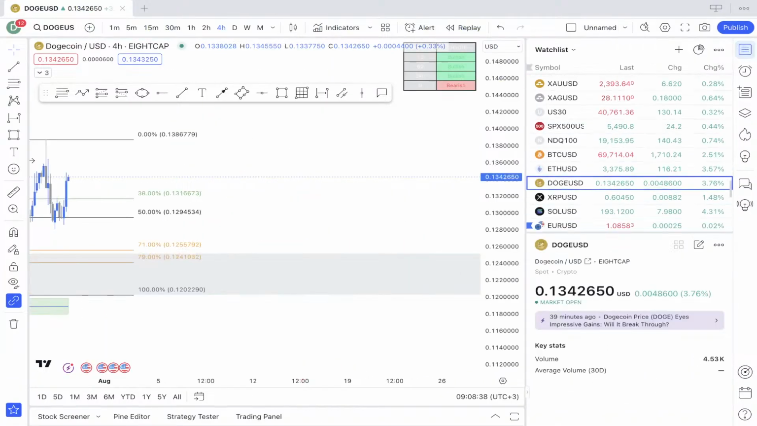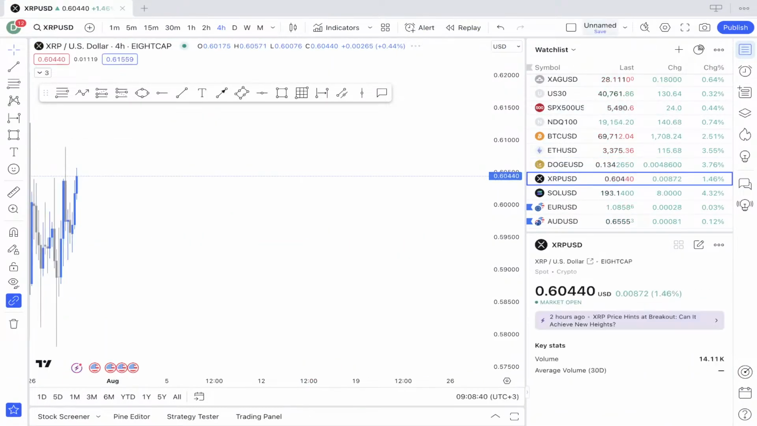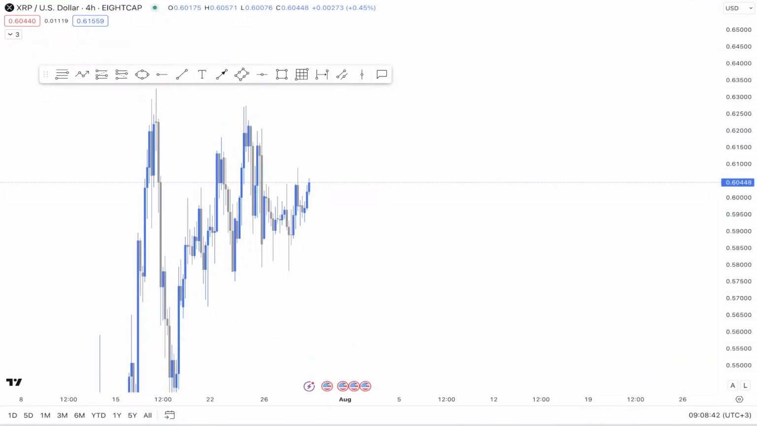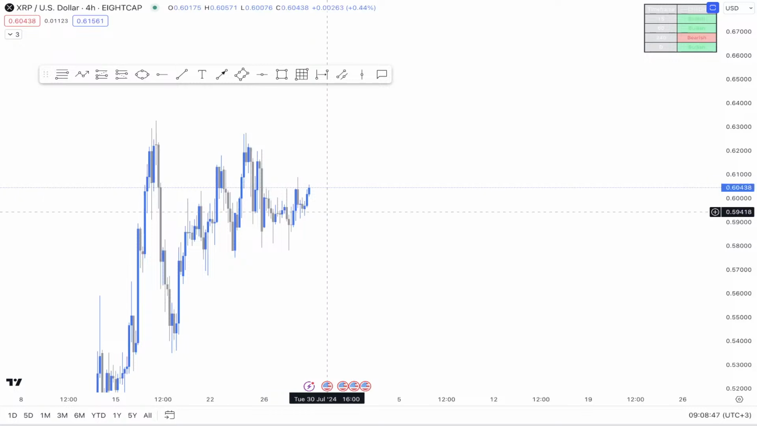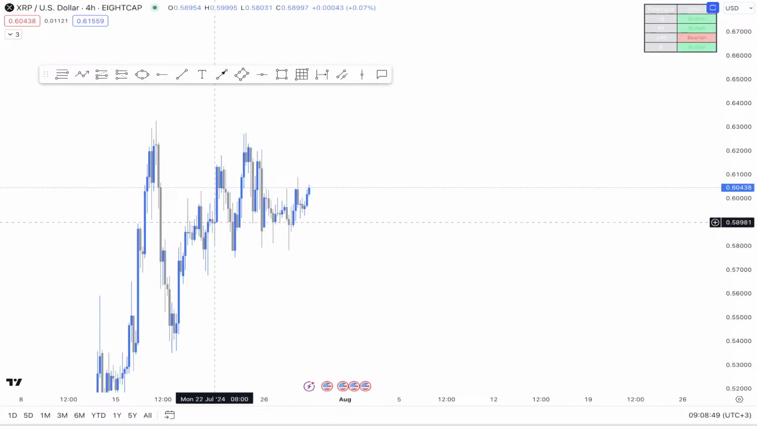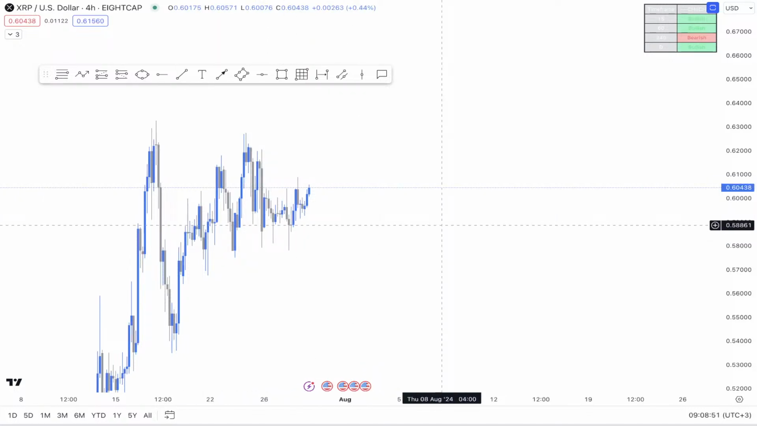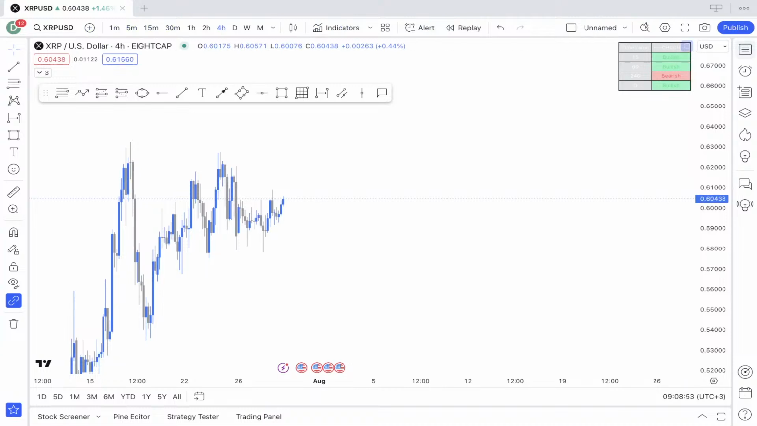And lastly, we have XRP, where things look extremely choppy. Okay. So right from the get-go, we can all agree that there's nothing we can currently mark up on this crypto coin. Hence why we'll just leave it as is.